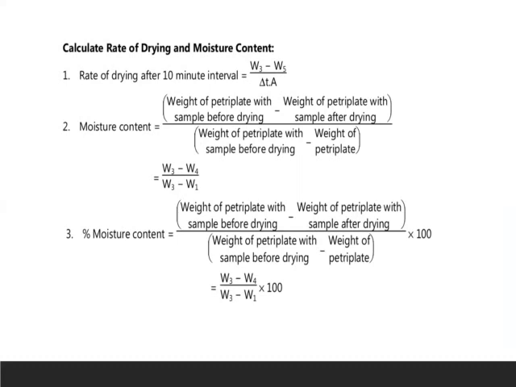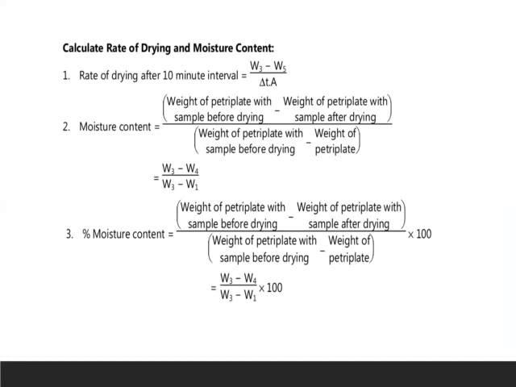For the rate of drying and moisture content, the formula for the rate of drying after 10 minutes of interval is calculated by W3 minus W5 divided by delta T into A, where A is the area and delta T is the time, which is 10 minutes.